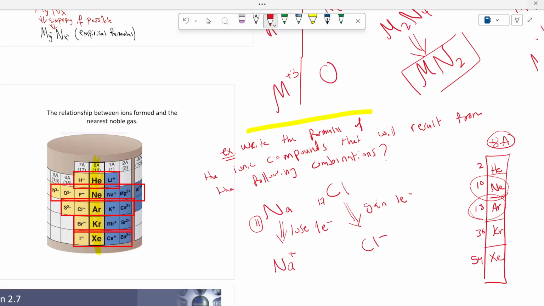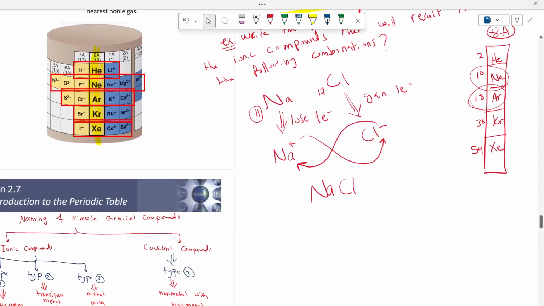After that, I think it will be very easy. Now to write the resulting compound from this combination, just take the charge of sodium and make it the subscript of chlorine, and take the charge of chlorine and make it the subscript of sodium. Then it will be Na1Cl1, and 1 is not written. Can we simplify this ratio? The answer is no, we cannot simplify 1 to 1. So this is the final answer for this compound. It's NaCl. Let's take another example.